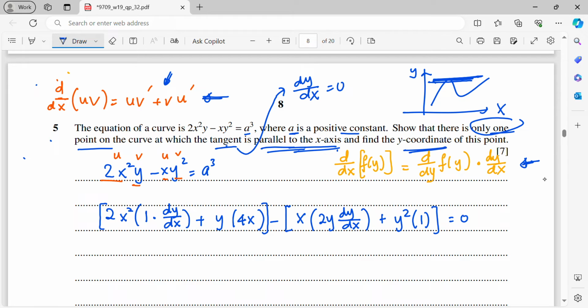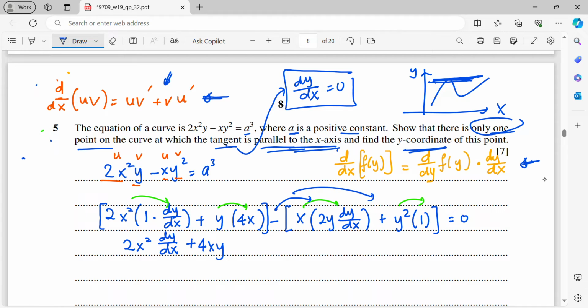Okay, now we need to get dy/dx equals 0, which means now I need to get my dy/dx term. So I will do expansion first. Alright, I will be getting 2x squared dy/dx. And then the second term is going to be plus 4xy. And then there's a minus outside. Don't forget about that. So I will be getting minus 2xy dy/dx. And then minus times y squared is minus y squared equals 0.